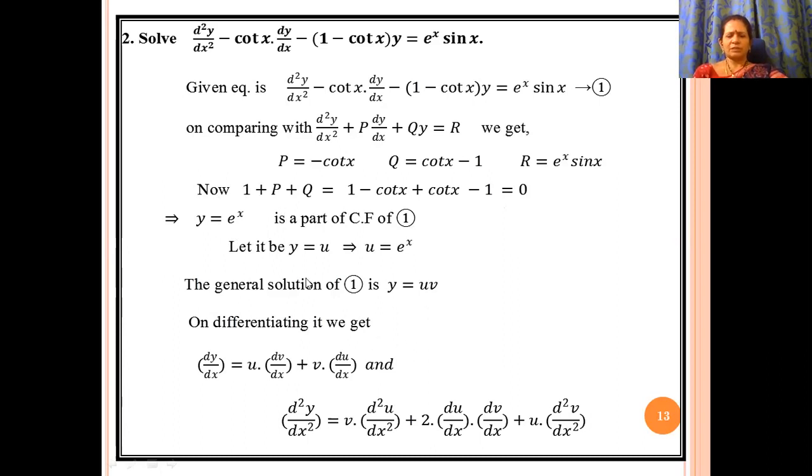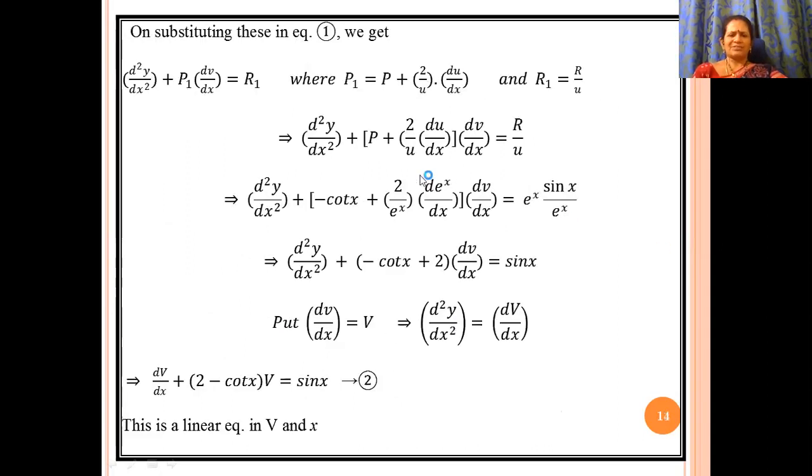Same method: then find the general solution y is equal to uv. From that find v. Already we have taken e power x. Then the only thing is we need to calculate v using the given instructions or formulas. This is the way, same method, d square y by dx square.